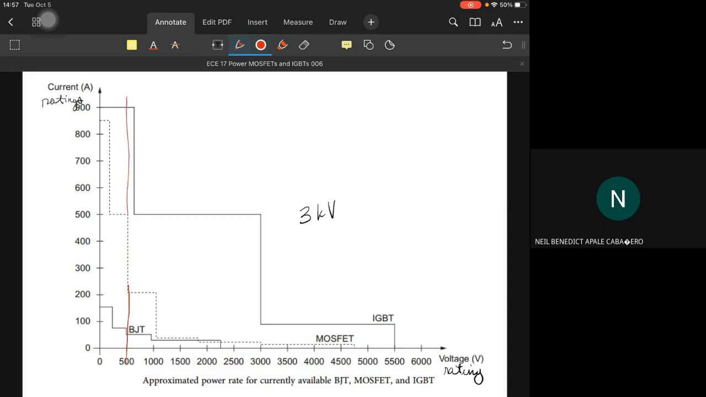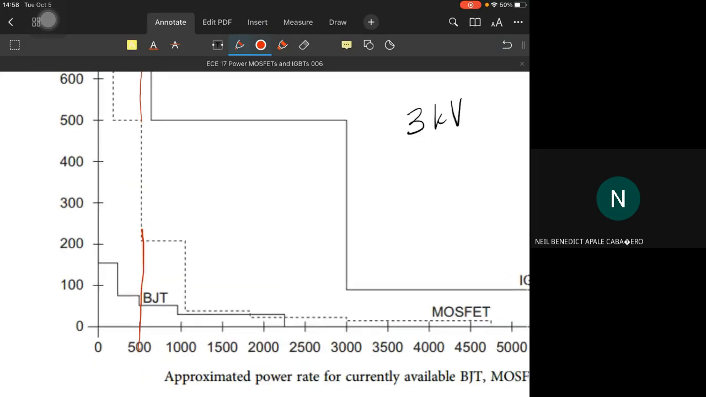Remember, the rating is its maximum current capacity. So if the IGBT has a current capacity of 900, it can still carry 500, but 900 is the max. So here, if our requirement is 500 volts, we have three choices.